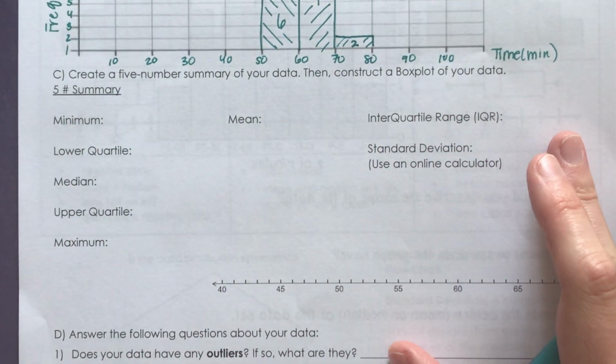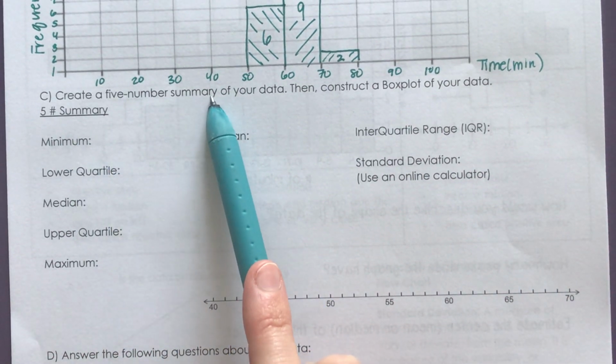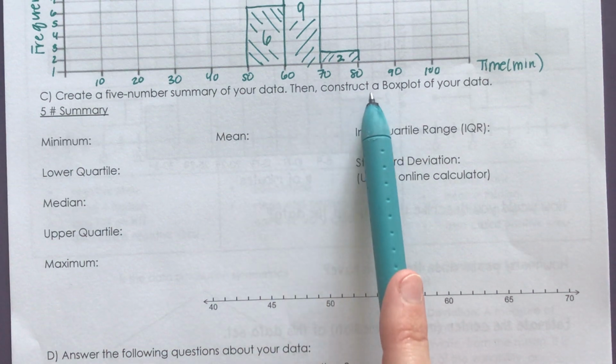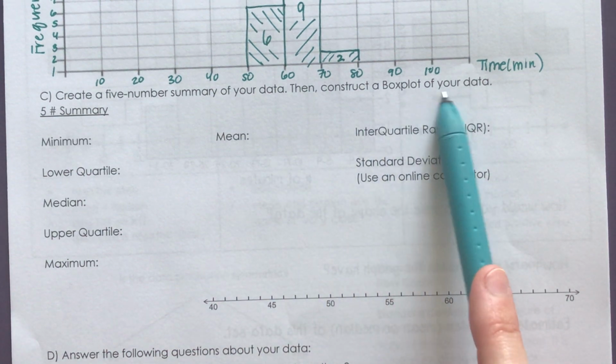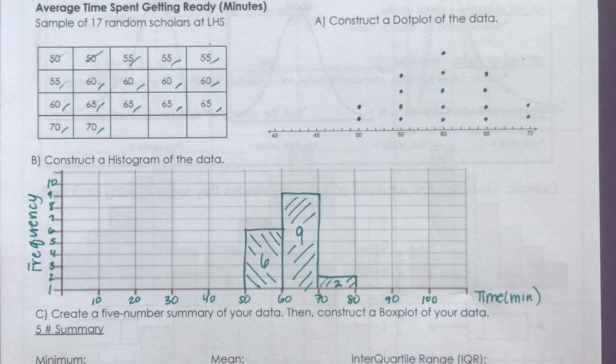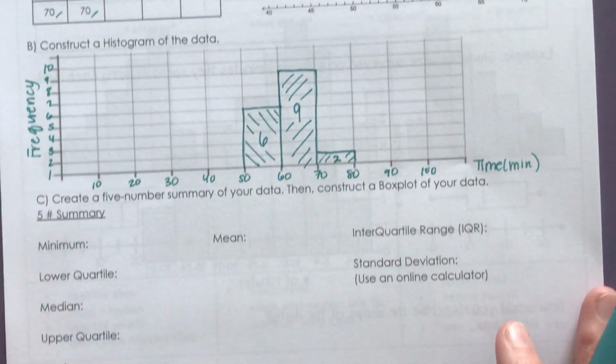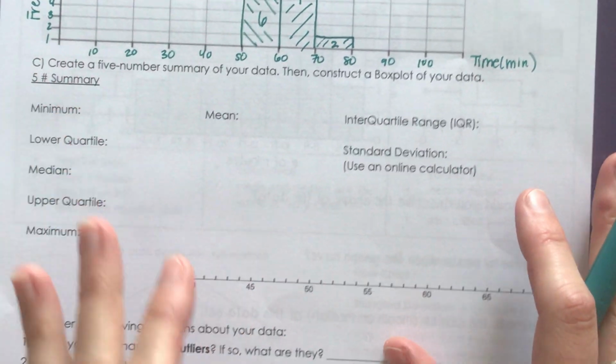Last thing we're going to do, not last, but for this part here, we're going to create a 5-number summary of our data. Then we're going to construct a box plot of our data. So these are probably things you've already seen before: dot plots, histograms, box plot, also called a box and whisker plot. These are things that you've used before, and we're going to use them again here as well.